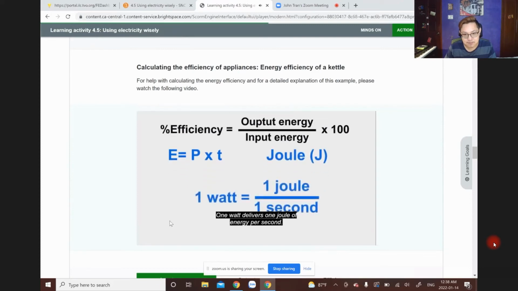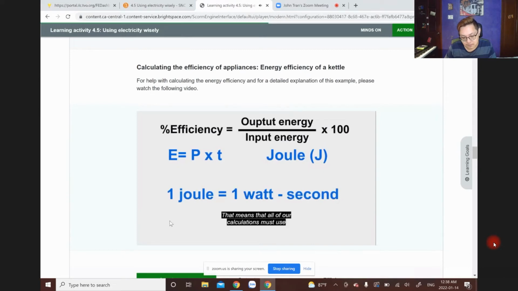1 watt delivers 1 joule of energy per second. Rearranging this, we see that 1 joule is a watt second. So 1 joule is the equivalent of 1 watt second. That means that all of our calculations must use time units of seconds instead of hours.